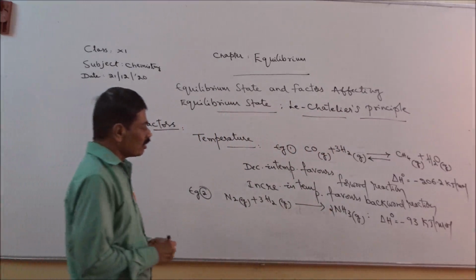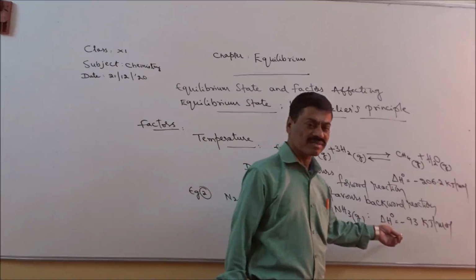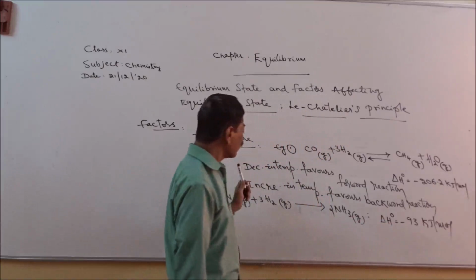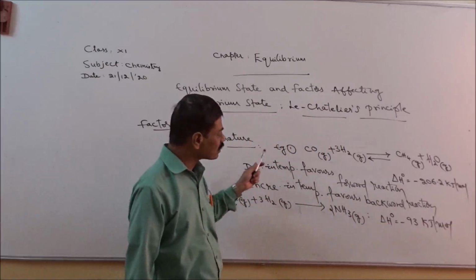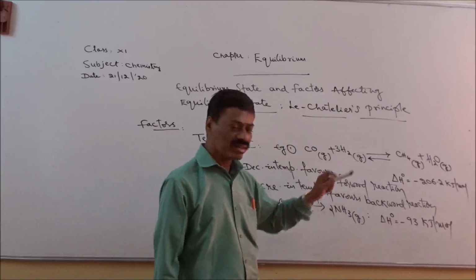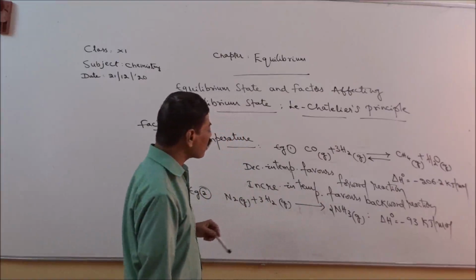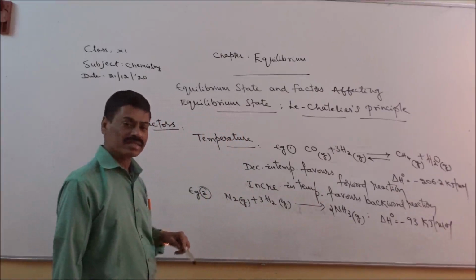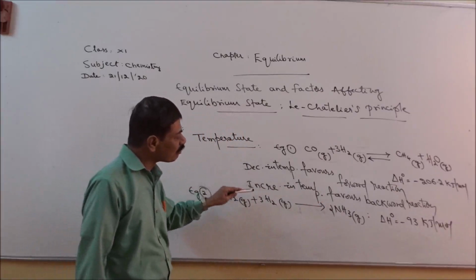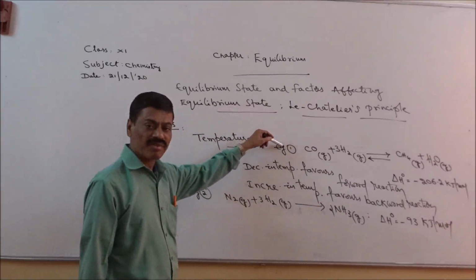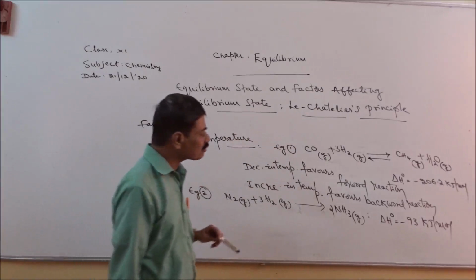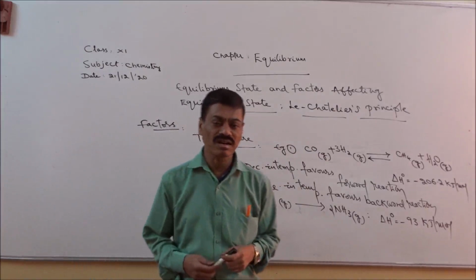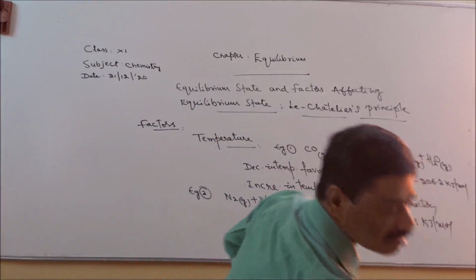As usual, in the case of an exothermic reaction, since energy is released, a decrease in heat energy given, or decrease in temperature, will favor the forward reaction, and increase in temperature will favor the backward reaction. It means the things that are applicable in example 1 are applicable in example 2, because both example 1 and 2 are exothermic reactions.